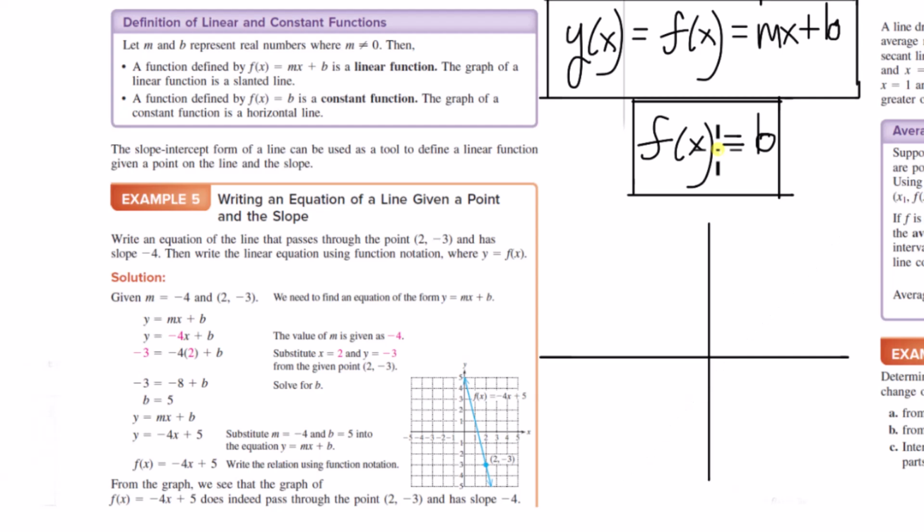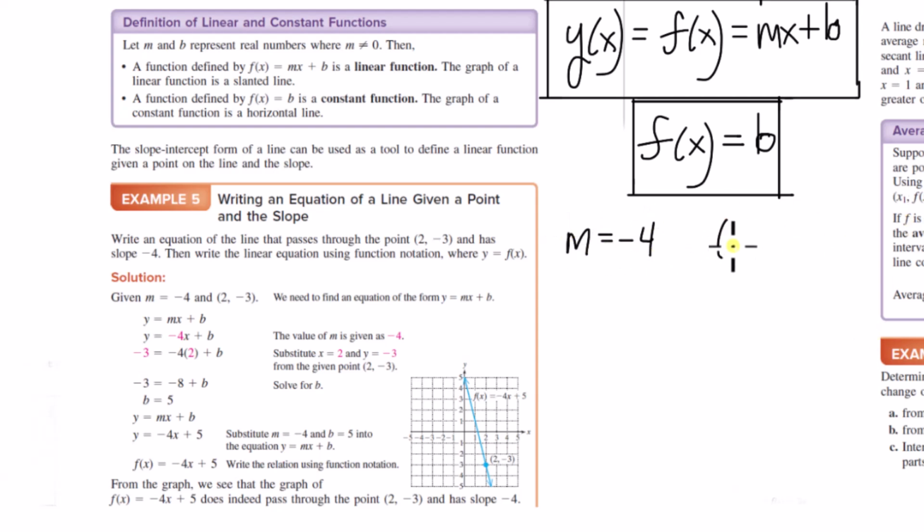But if you specify 2 points, now there's only one line that you can draw through those 2 points. If you specify a point and a slope, now there's only one line I can draw through that point. So, okay, we have a point and a slope. m is equal to -4, and we've got the point (2, -3). So what can we do to find the linear function that corresponds to this line that has slope -4 and goes through the point (2, -3)?